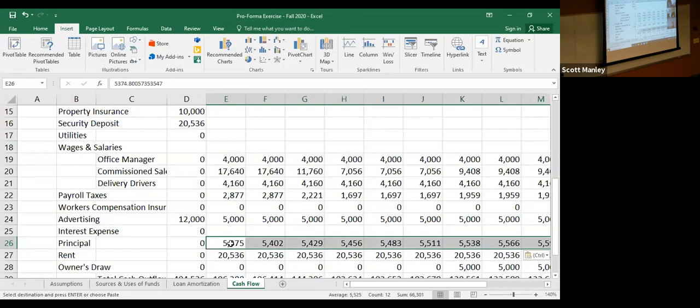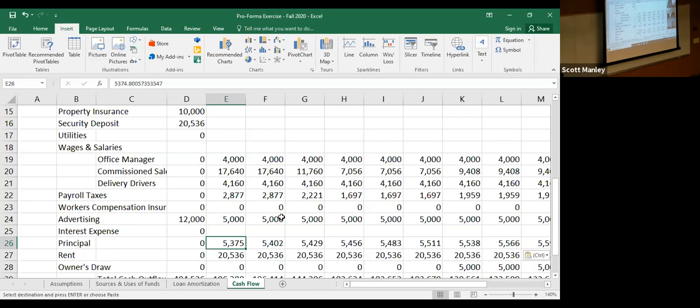But the problem is when it does that, it's copying the value. So if my numbers change on the loan amortization, they don't change on my cash flow. You see what I'm saying? If I change the amount of my loan, this is a number.